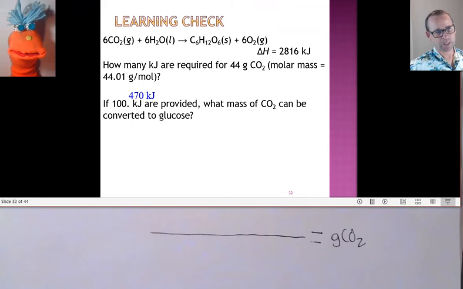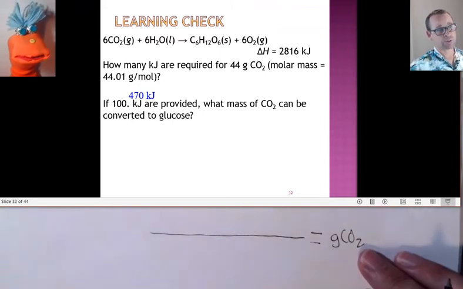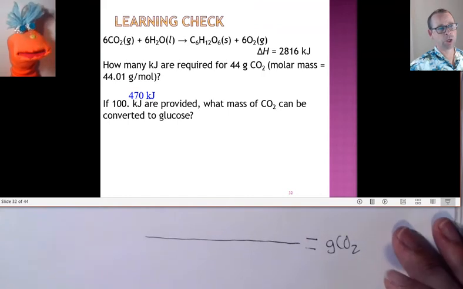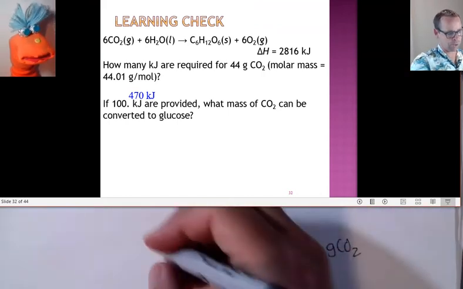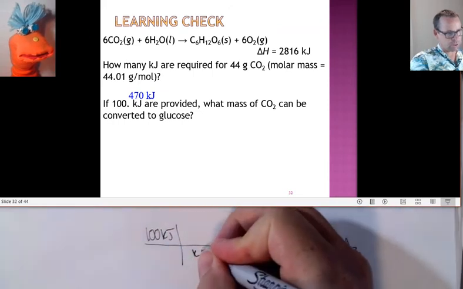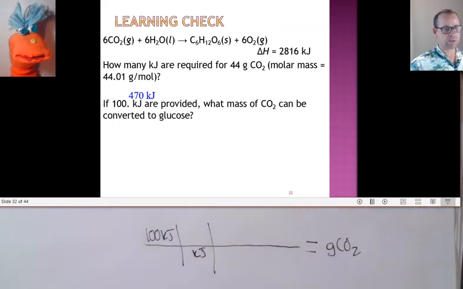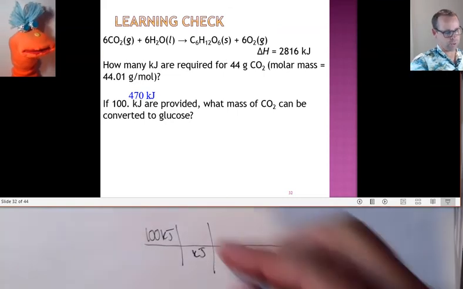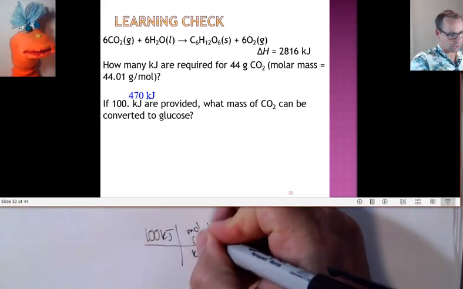All right. Hopefully you took a chance to finish it up. What are we going to start with? Well, we're given only 100 kilojoules of energy to work with. That's right. 100 kilojoules of energy. And so we need to go from kilojoules of energy to what? The equation lets us go kilojoules to moles. Very good. Moles of carbon dioxide.